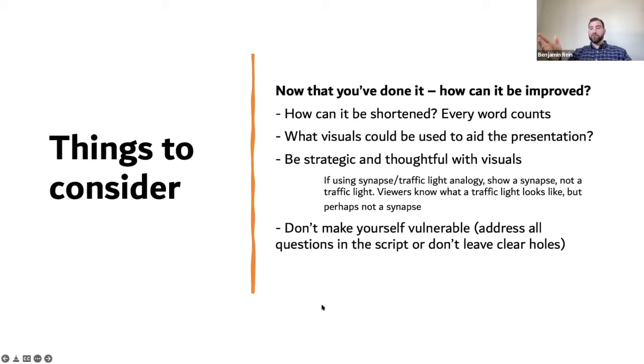Don't make yourself vulnerable. Address all the questions that you can in the script. So I think if there are clear gaps in the information where you're just sort of jumping from one thing to another, people are going to be pretty confused. So you want to make sure that you're addressing that as well as you can. Don't leave holes, not only because it hurts the viewer's ability to understand it, but also you're making yourself vulnerable to not necessarily attacks, but definitely questions, and you're also making yourself vulnerable to losing their attention.